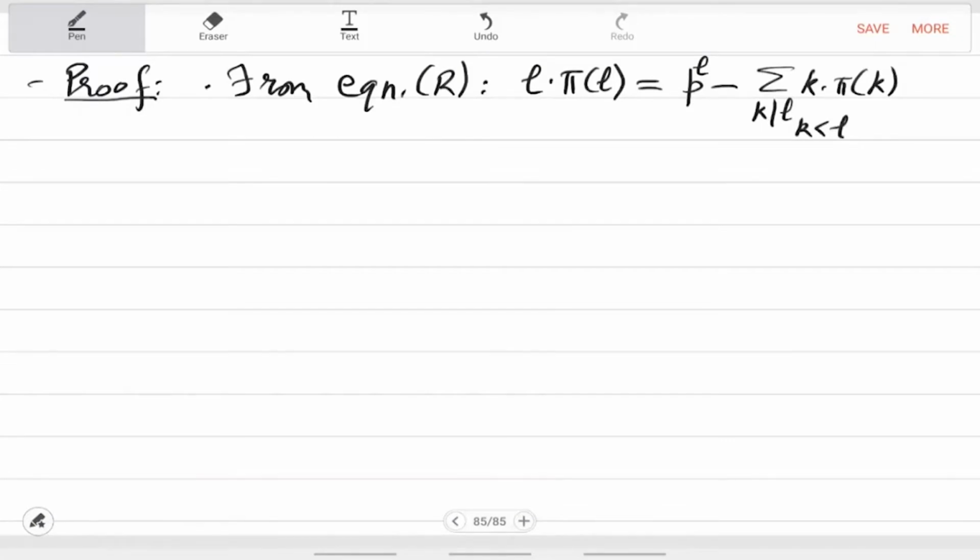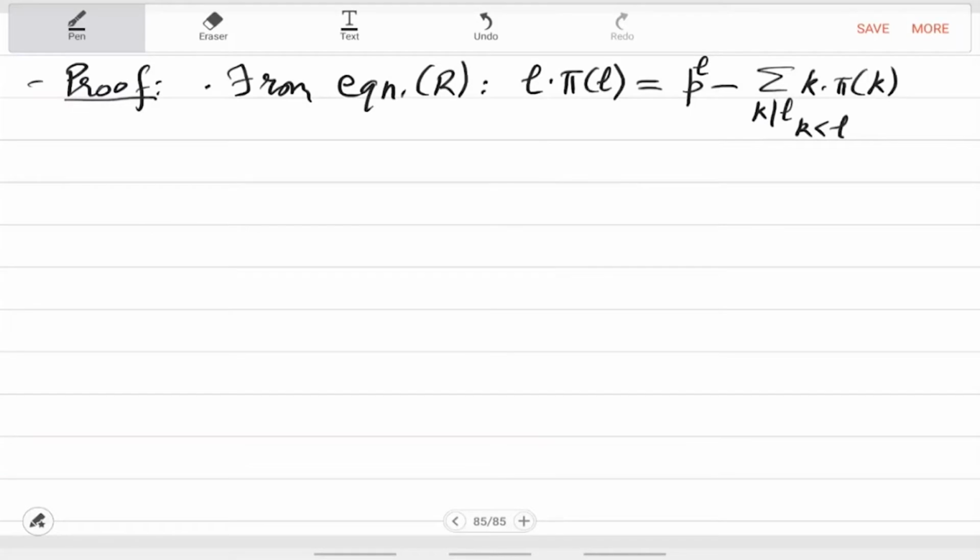So K less than L in this case will mean, can K be L minus 1? It has to divide L, right? So it's L by 2 or less. So it only goes up to L by 2. That is the reason why you will get p raised to L by 2. So this is the error term, and this is significantly smaller than p raised to L. That is what you will see.